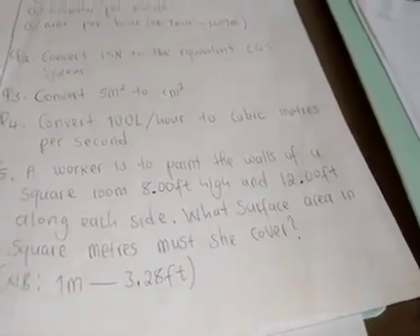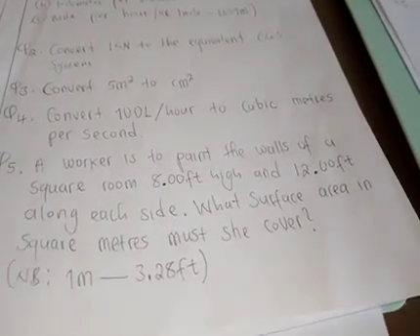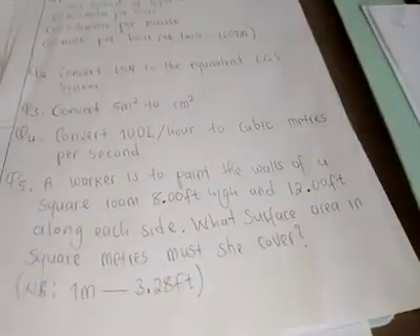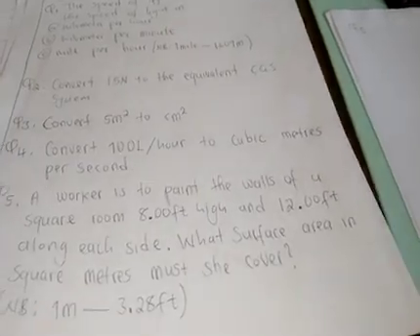If you want, you can pause the video, then try to solve the question. After that, you get back and confirm with the solution. So this room, actually it's a square room, then the walls of the square room have to be painted.